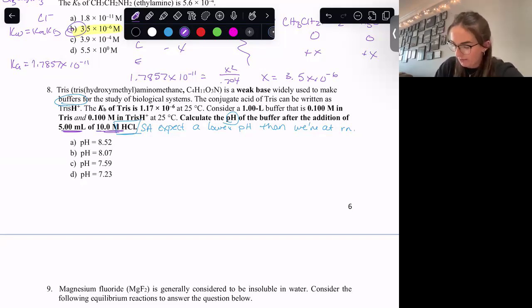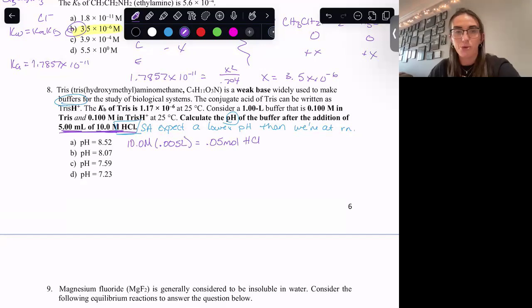What you want to do is that you have your addition of HCl. You need to figure out how many moles of HCl you have. So you're going to take your 10.0 molar, which is moles over liter, multiply that by 0.005 liters, and then we end up with 0.05 moles of HCl. If we have 0.05 moles of HCl, that is going to break apart into H plus and Cl minus. So 0.05 moles distributes to 0.05 moles of H plus and 0.05 moles of Cl minus.